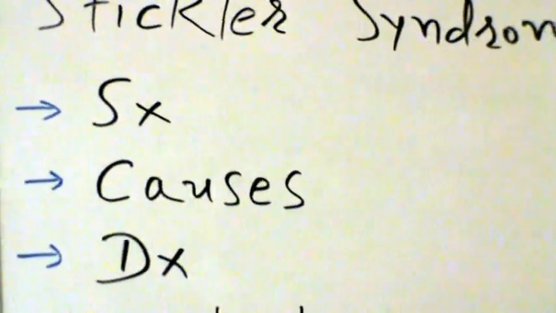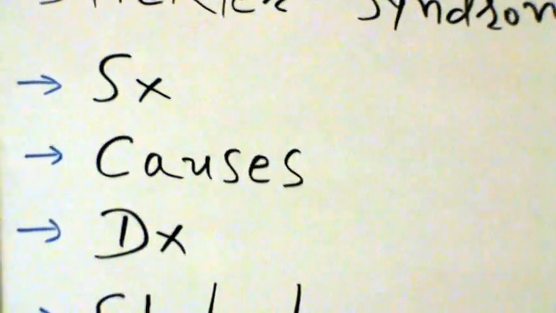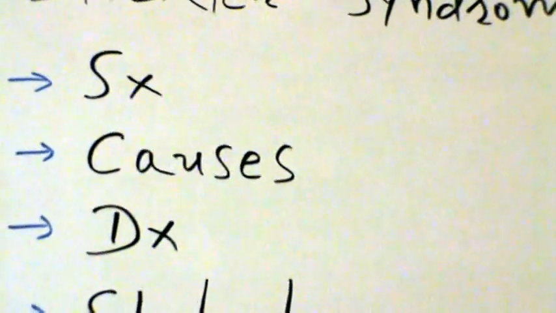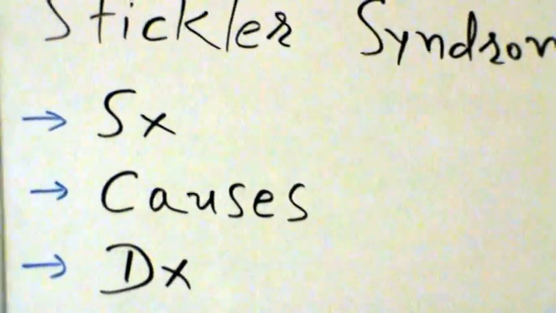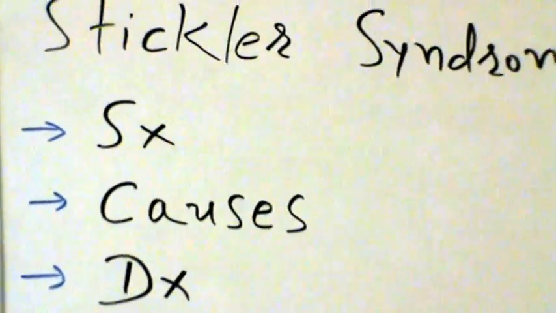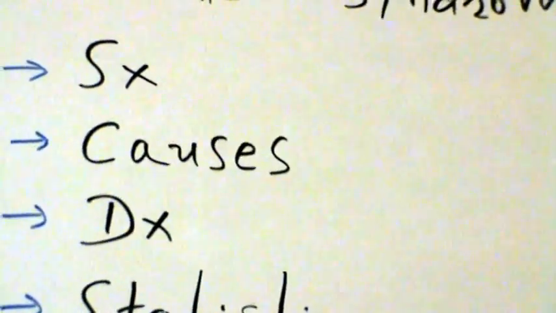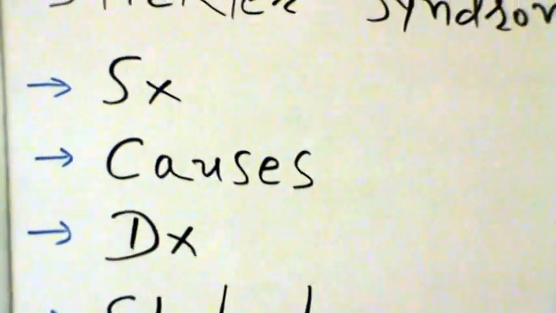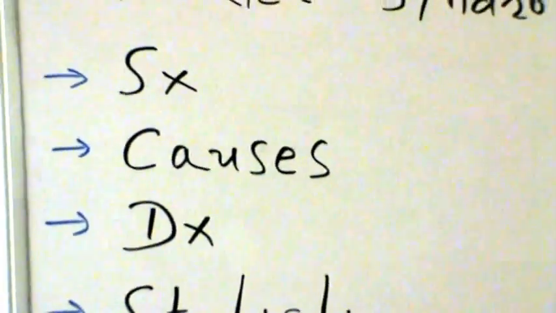Stickler syndrome affects connective tissue throughout the body, but most notably in the eyes. It is the most common cause of retinal detachment in children, ears, face, and joints. Stickler syndrome is also referred to as hereditary arthro-ophthalmodystrophy, hereditary arthro-ophthalmopathy, and Stickler dysplasia.